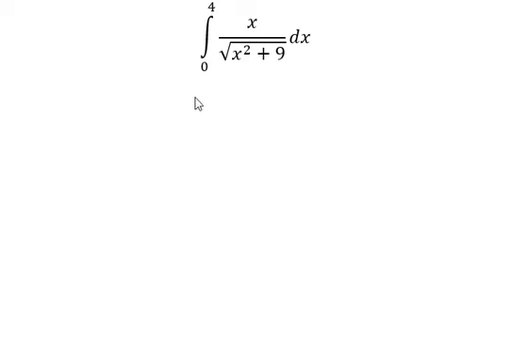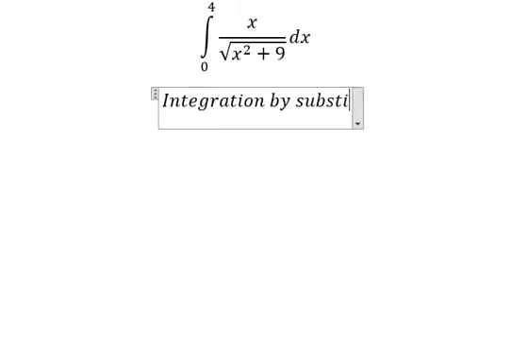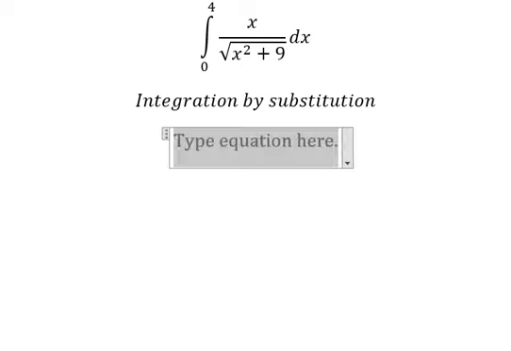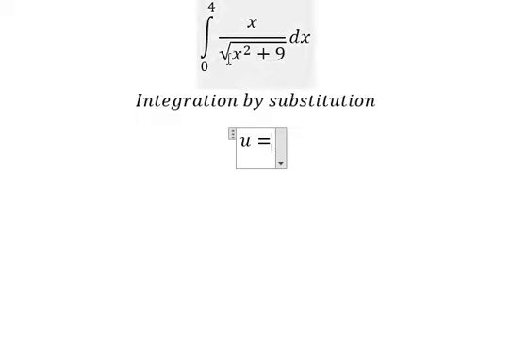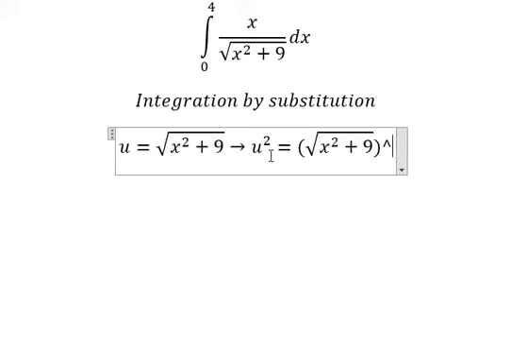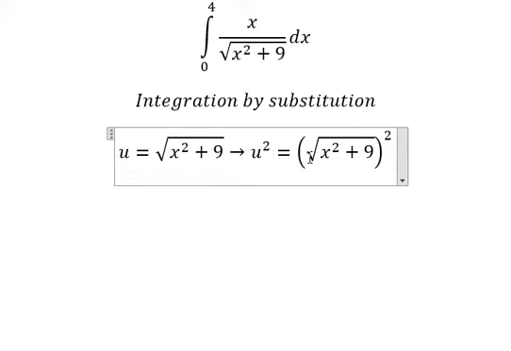The topic today is about integration. So now I will show you how to answer. We can use integration by substitution. So I will put u equals to this one. Later, we put the square for both sides to cancel the square root.